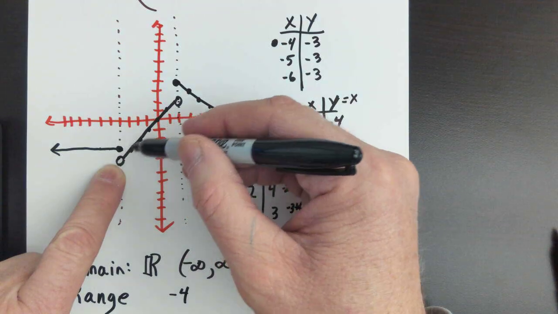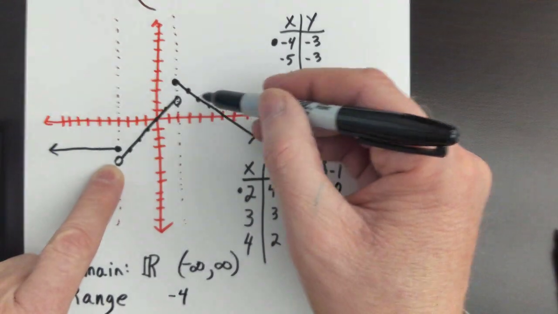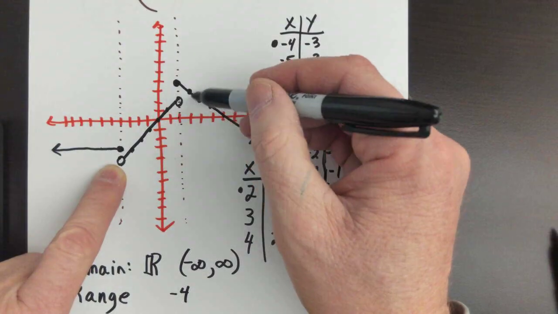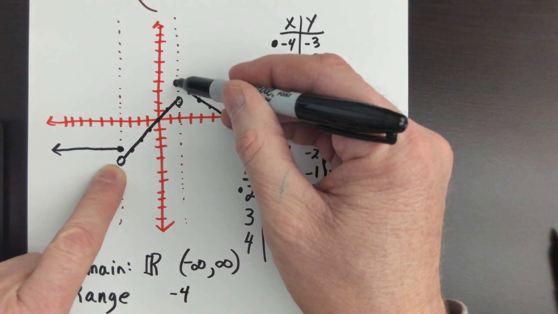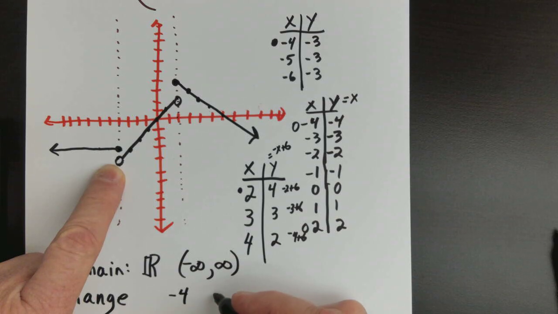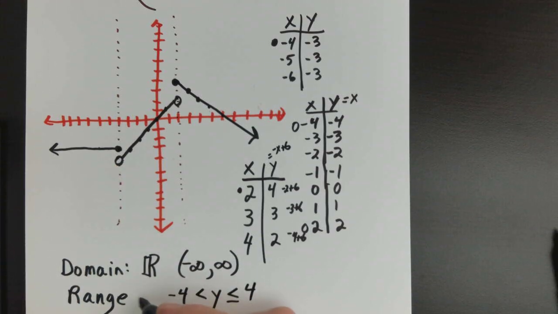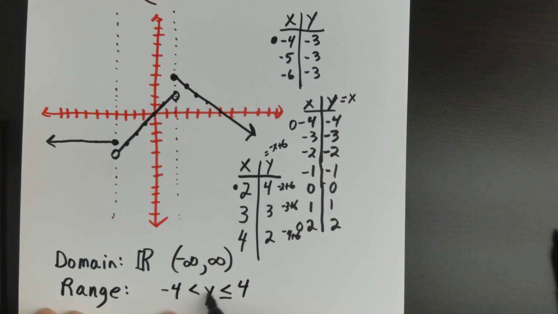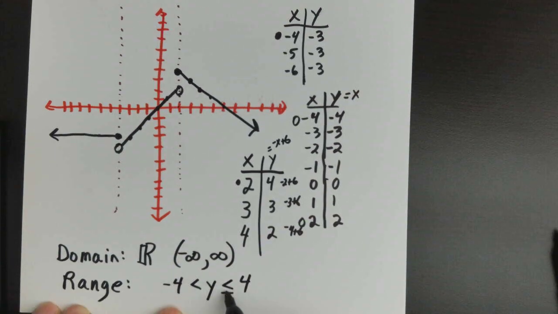And it kind of goes up, hits all these values, and it hits values here and values up to here, but it does not go above this one, 1, 2, 3, 4. So y is less than or equal to 4. Y is greater than negative 4 and less than or equal to 4 is the range.